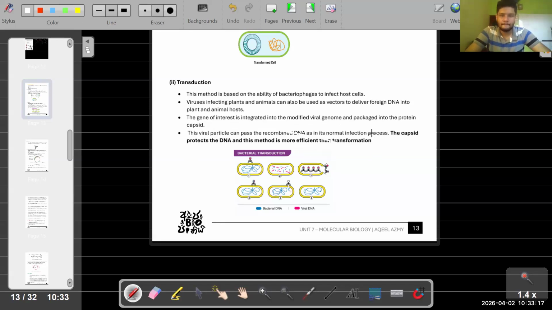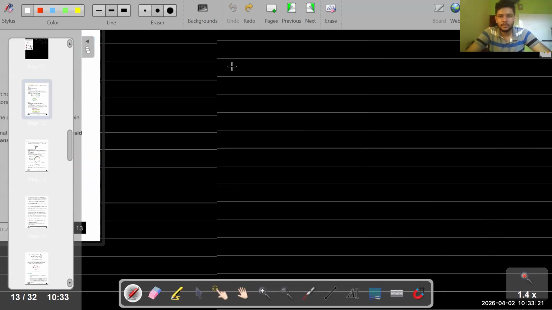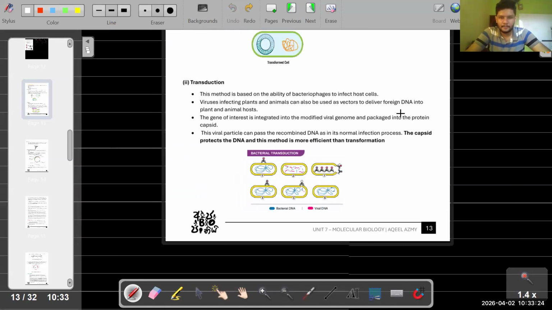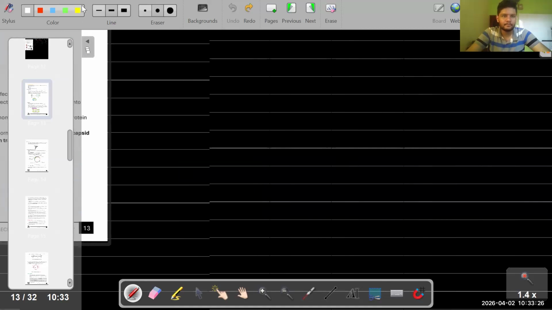Now, this is the thing. What they are saying is that if this is the virus, the virus can be used as a vector, right? So the virus contains what type of genome? Viral genome, right? Viral genome is present.